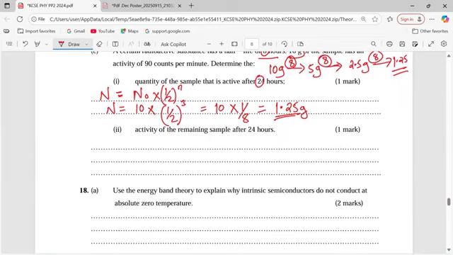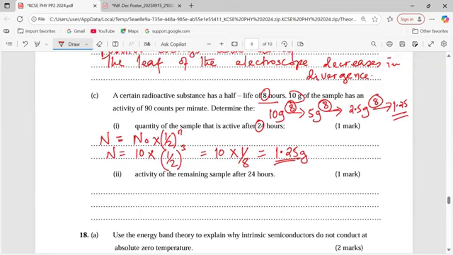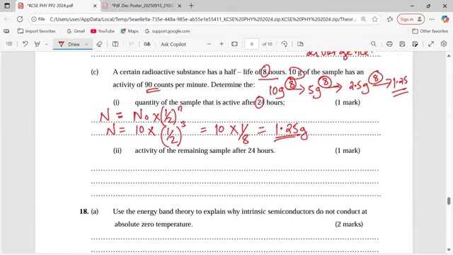Then look at part 2 of the same. Activity of the remaining sample after 24 hours. Remember, the original activity was 90 counts. So after 8 hours, we follow still the half-life. After the first 8 hours, we go to 45 counts. After another 8, we shall go to 22.5. And after the last 8 hours, we shall go to 11.25 counts per minute.